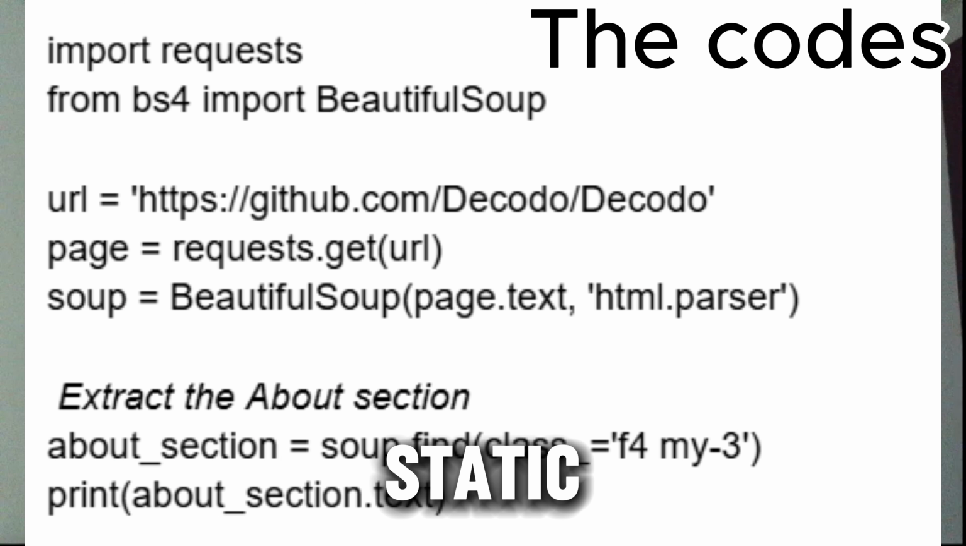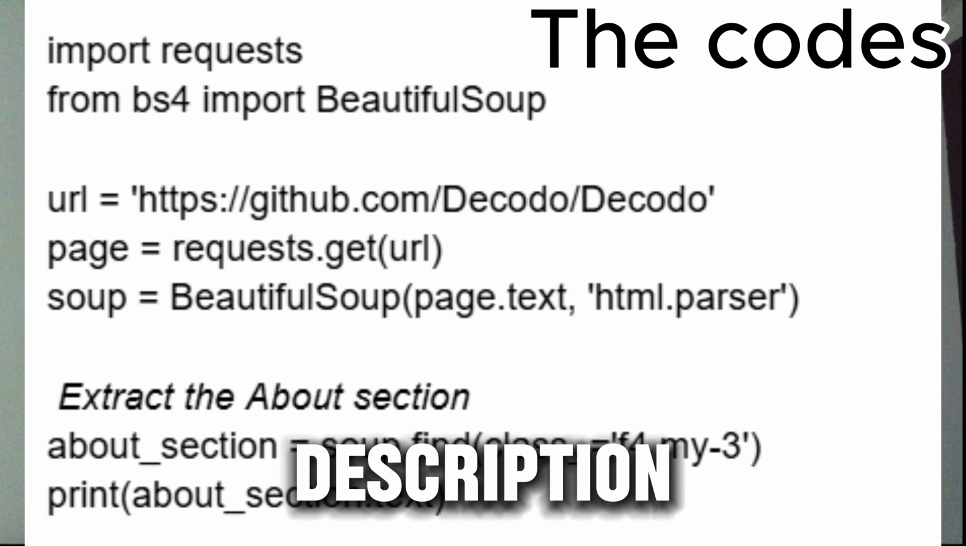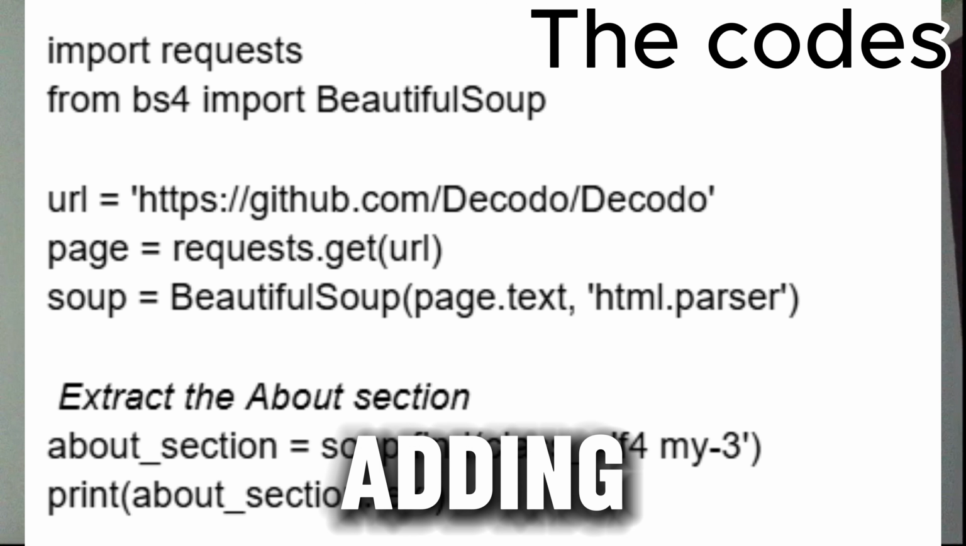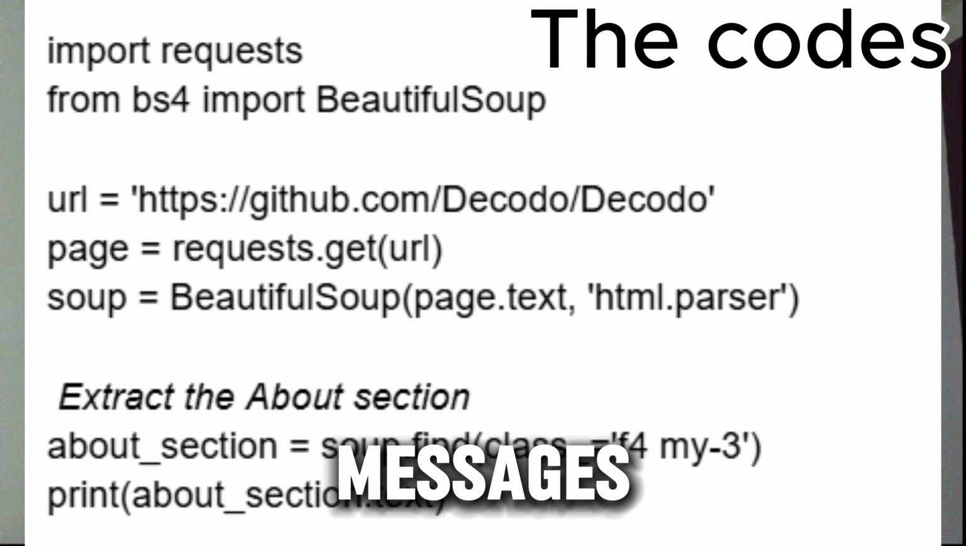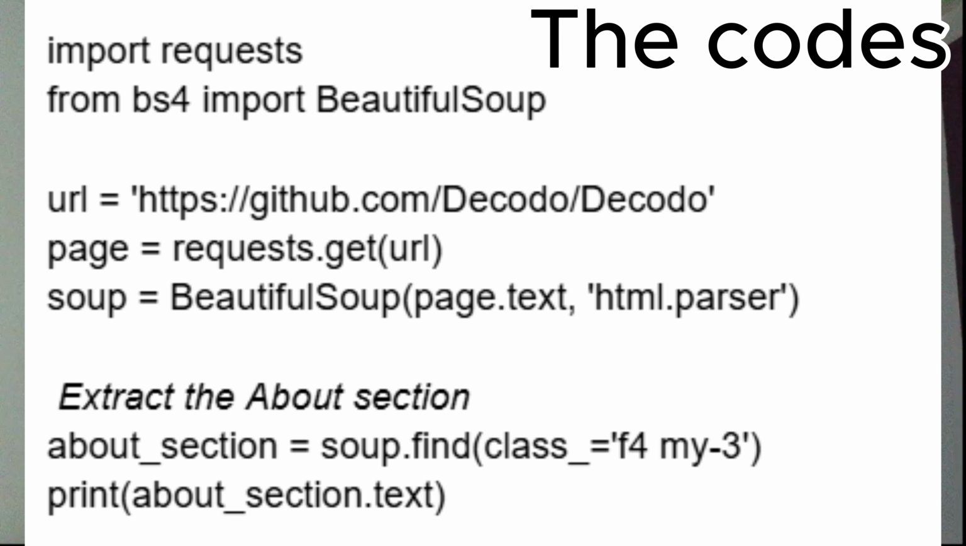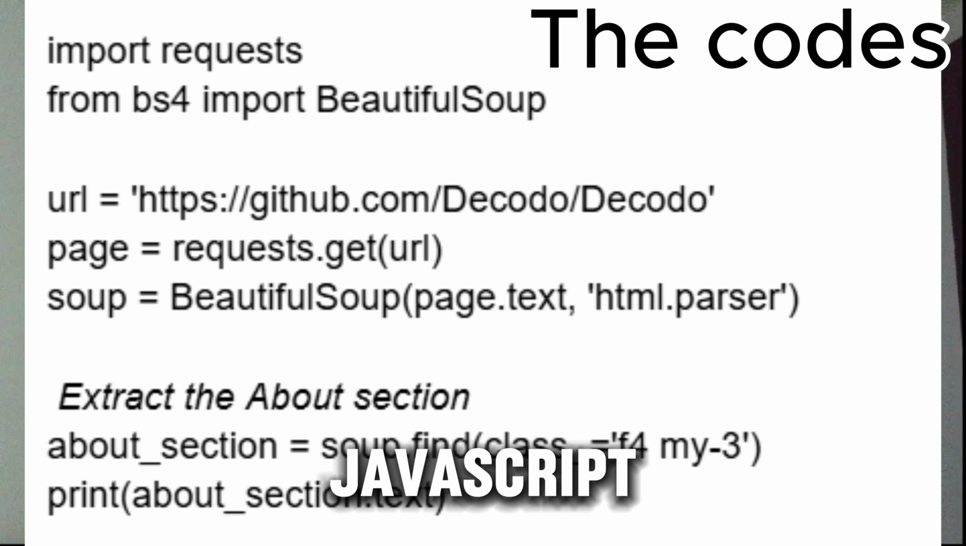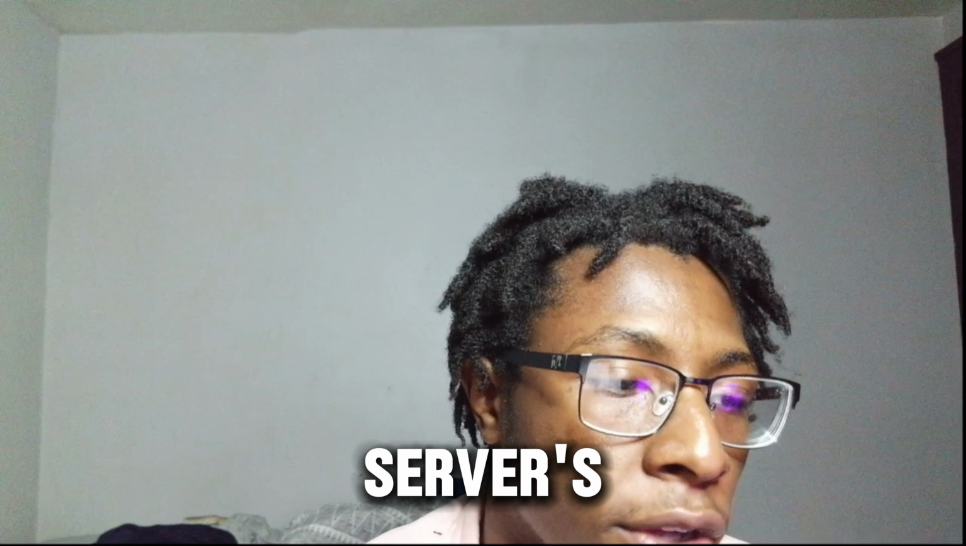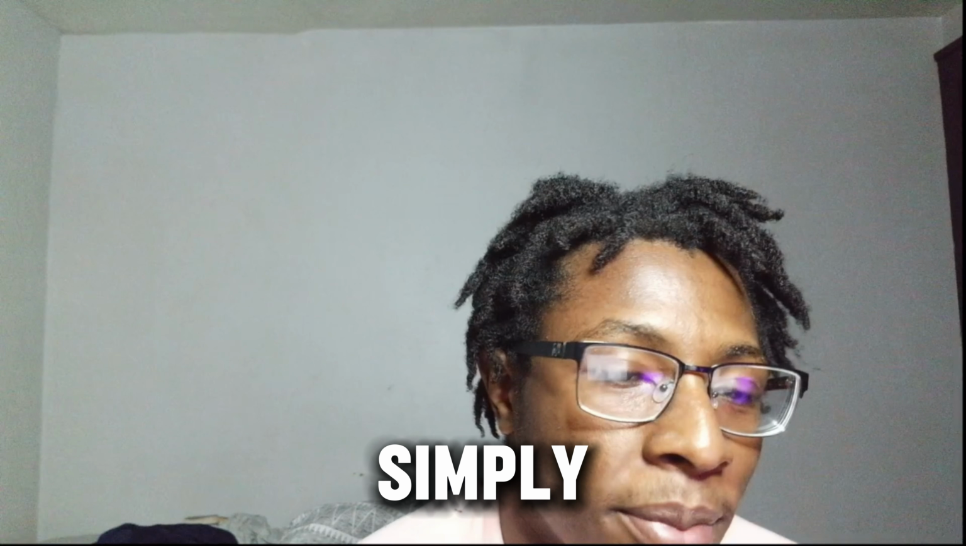This works for static elements, the repository description, README, but try adding a line for commit messages and, well, you'll get none. Because commits are loaded by JavaScript after the server's first response. Requests, they just simply can't see them.